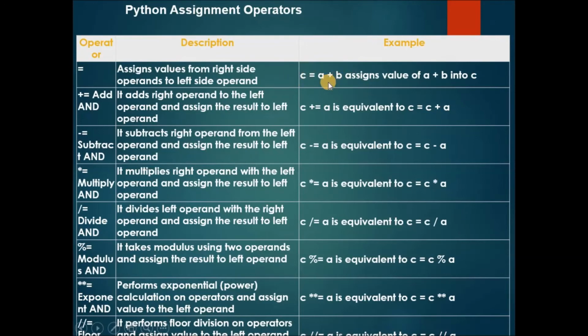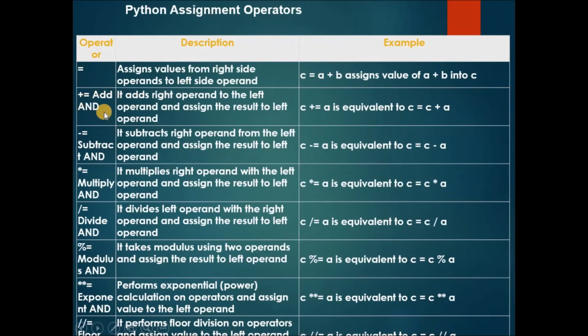C is equal to a plus b. The value of a plus b you are assigning to C. What the value you will get after adding a plus b. Okay, a plus b, suppose 10 plus 20, 30 you will get. This 30 you are assigning to C. Now the value of C is 30. The meaning of this is that.